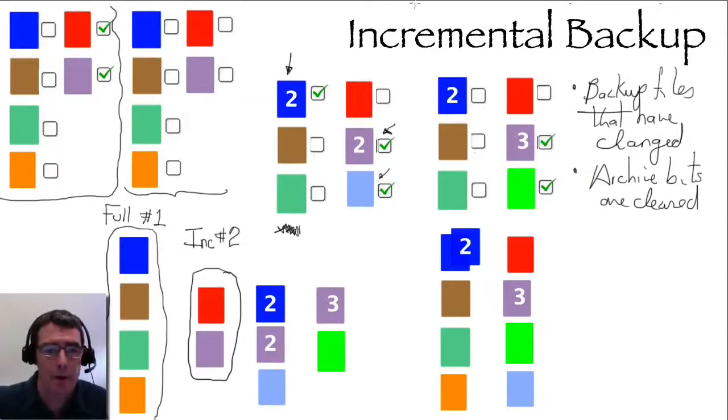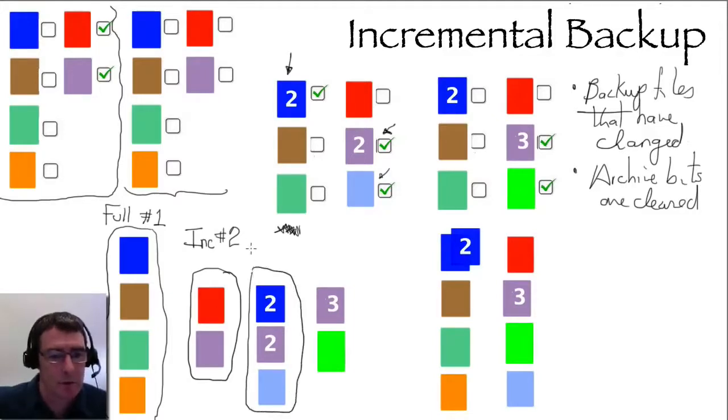So what would the incremental do? It would back up all files that have changed. Well, the files that have changed are the blue file, the purple file, and the light blue file. So this is another single file, a catalog. It's an incremental type, and it was made on day number 3.